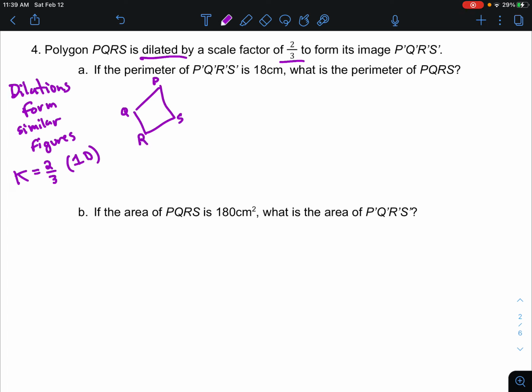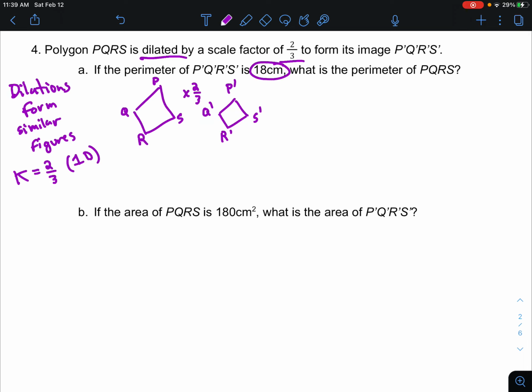And dilating by a scale factor of 2/3 means this is getting smaller. So we get some smaller version, P prime, Q prime, R prime, S prime. And to get there, we know that we've multiplied by 2/3 in one dimension. So our side lengths are getting scaled by 2/3, as is our perimeter.